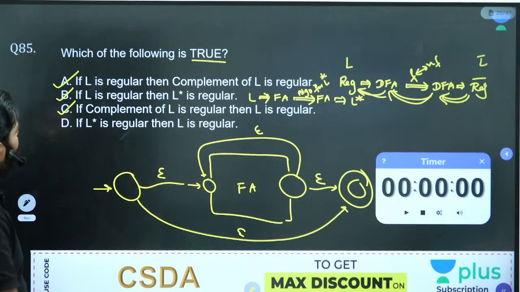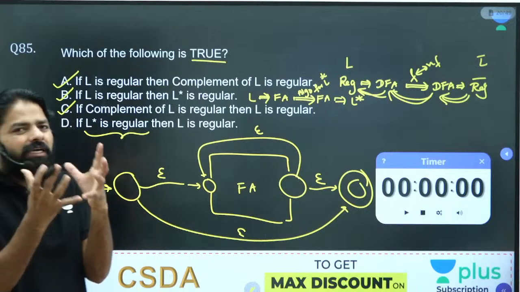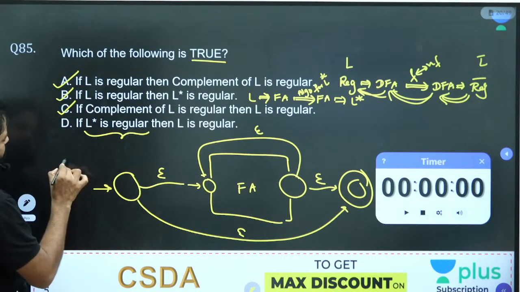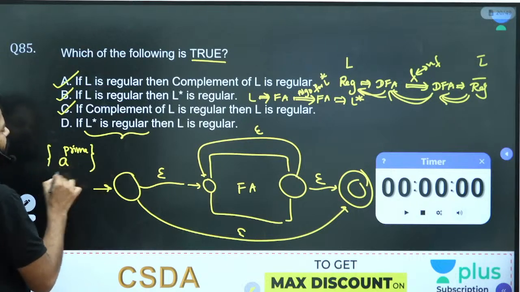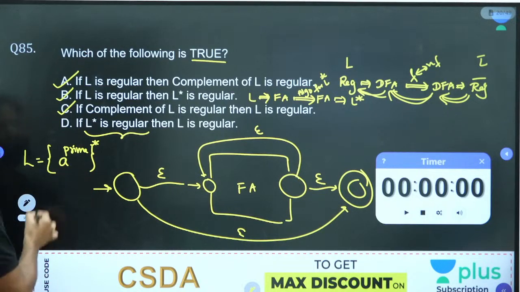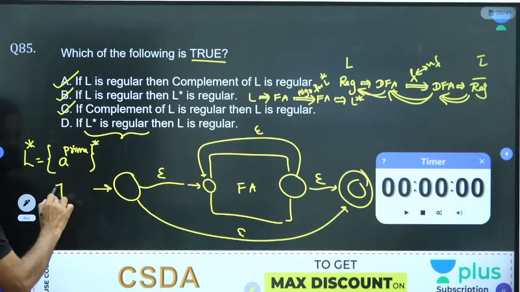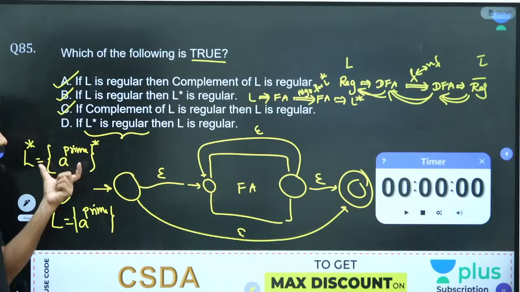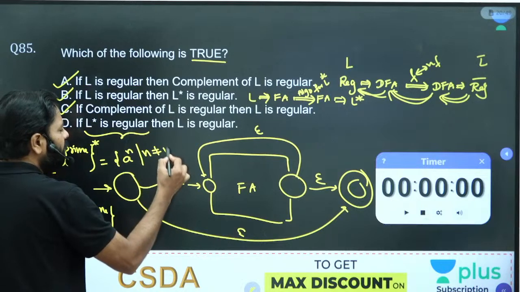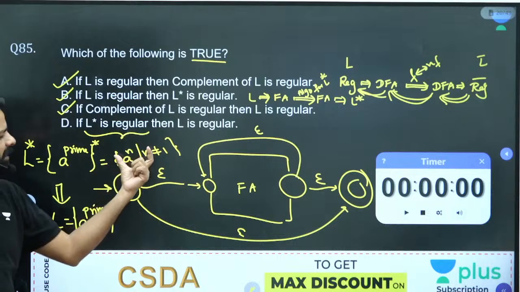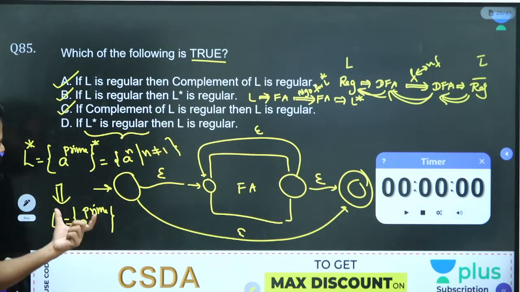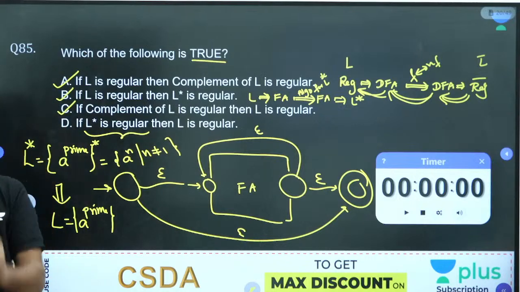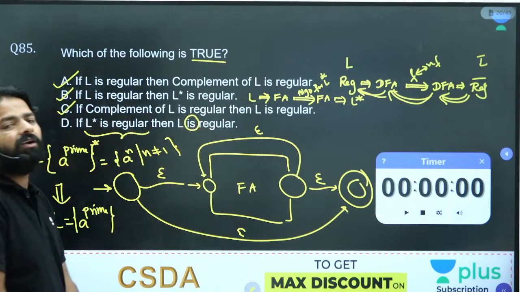But the problem is the last one. L star is regular doesn't mean that L is regular. Suppose somebody designed L star, then you have no algorithm to convert it to L. What is the example where L star is regular but L is not regular? Example: take L equal to A power prime. Its star, A power prime whole star, is regular, because it is exactly equal to A power n such that n is not equal to 1. When you derive the strings, except one A, every string is there. But for only A power prime, you don't have a finite automata. So this statement is false. The actual statement is: if L star is regular, then L need not be regular. So here instead of is, you should have need not be regular. This is a false statement.